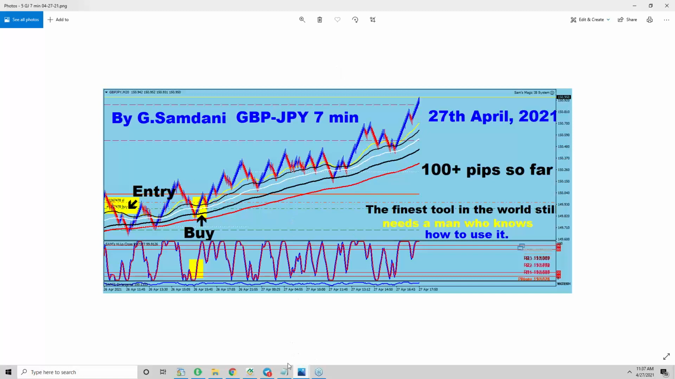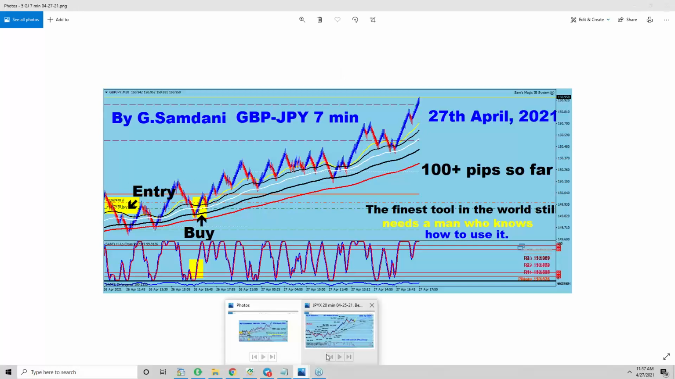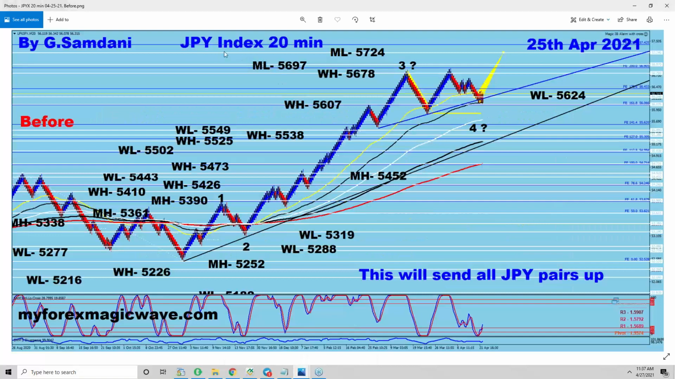So let's get started. I made this chart here. This is the yen index 20-minute chart. Right, 20-minute means 20 brick size, so time has nothing to do with these candles. I just give the name according to their brick size. So, 20-minute chart.